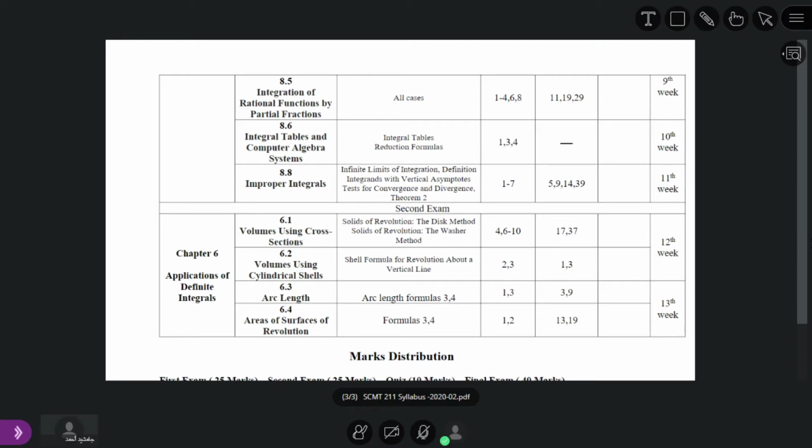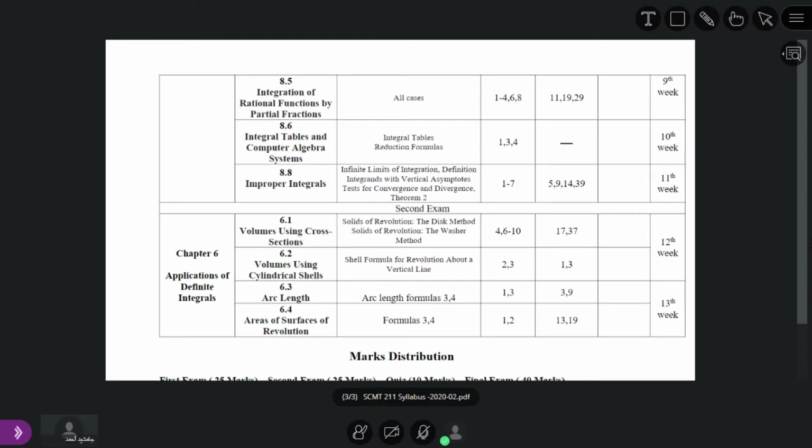So lastly, chapter 8 is the last chapter we shall discuss in this semester. Sorry, chapter 6. In chapter 6, we have basically the volume using two different methods: the cross section method and cylindrical shells. By these two methods, we shall find the volume of some surface. And in 6.3, we shall solve arc length.